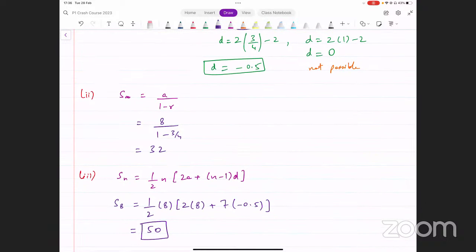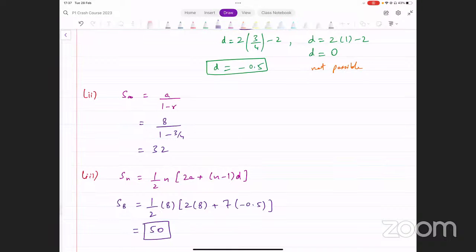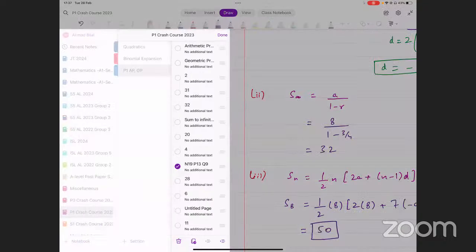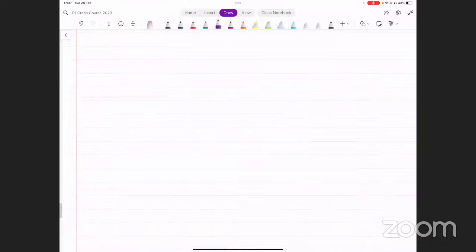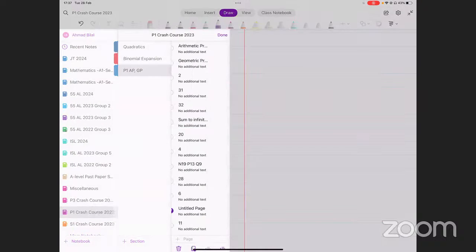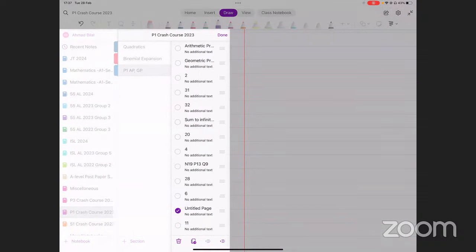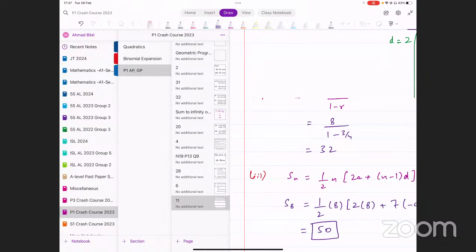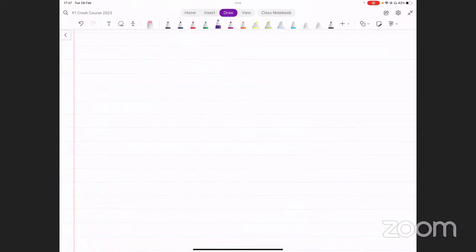Let me know if there are any quick questions. Otherwise, we just do one more question from a recent paper, and then we end for today. In the next class, we will start our next topic, which will most likely be circular measure, but I will confirm that. Let's have a look at this question for now.